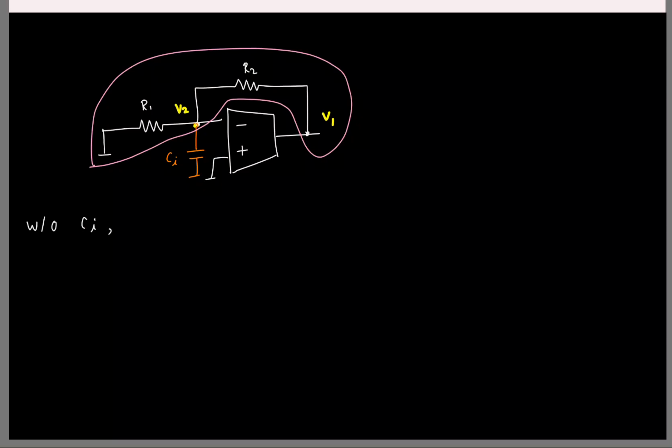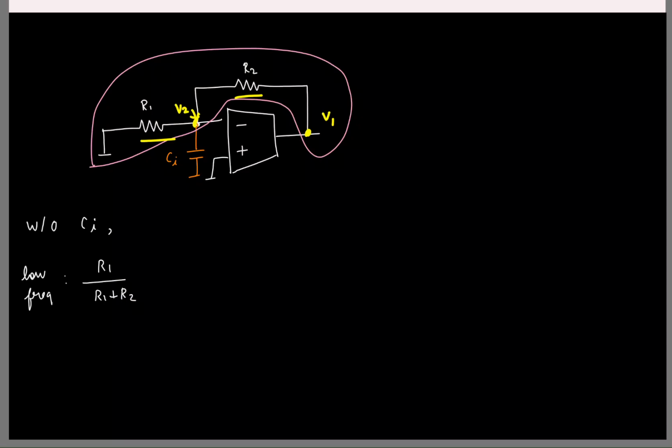Do you understand what feedback factor is? It is R1 by R1 plus R2. Basically, the feedback network senses the output voltage and feeds back a fraction of it at the input, right? And that fraction is voltage division between R2 and R1. And what is that factor? R1 by R1 plus R2, right? Let's say at low frequencies, this is what we have.